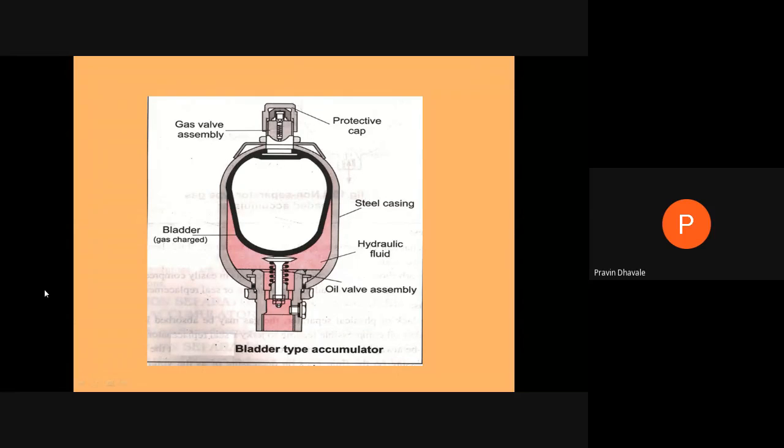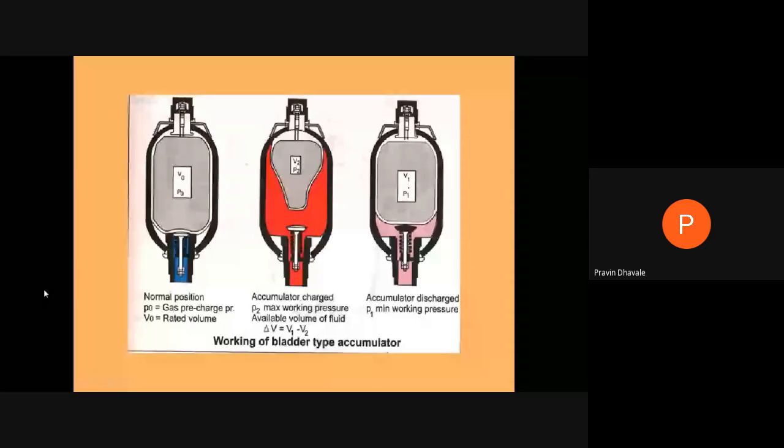We will see the different positions of the bladder in the working of this bladder type accumulator. The first position is the normal position, where the bladder is completely expanded, having pressure P0 and volume V0. We fill this bladder with nitrogen gas, so it is completely expanded within the accumulator. This valve is in a closed position.